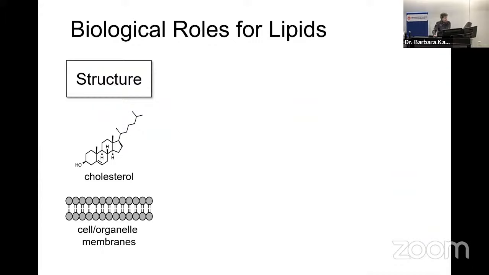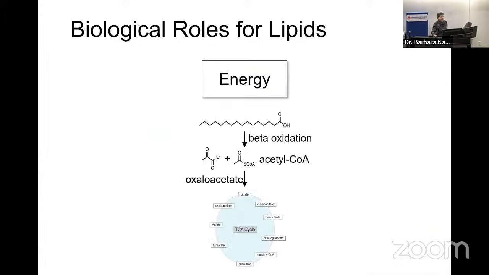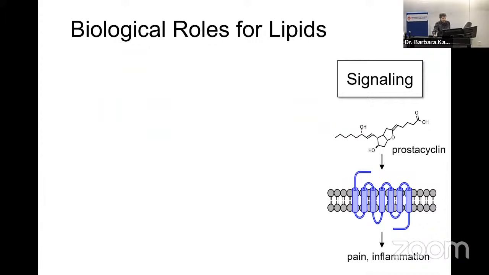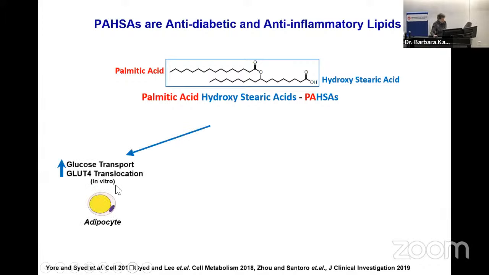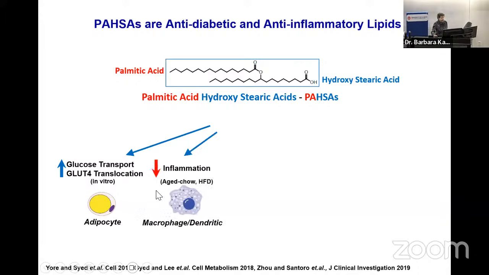Well, you know, many lipids play a structural role. Other lipids are used for energy via beta oxidation. And then there are signaling lipids. I mentioned the prostacyclins. And we think that FAFAs are signaling lipids. So what are their biologic effects? Well, as I mentioned in the beginning, they increase glucose transport in fat cells.